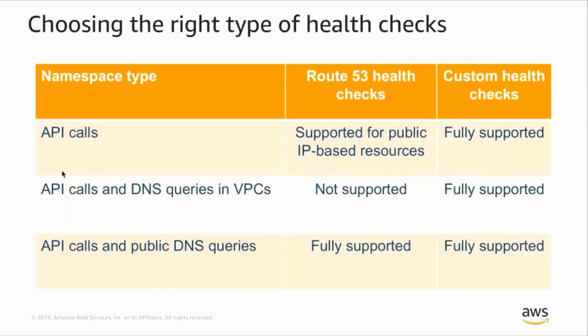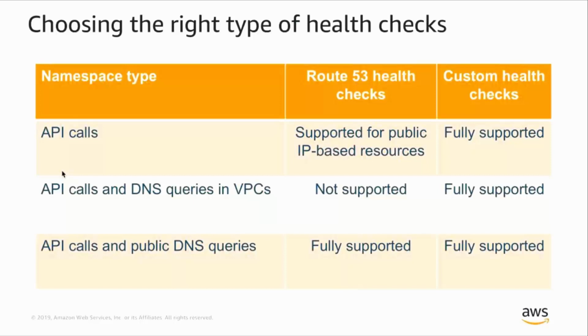So we have standard Route 53 health checks and custom health checks that you pretty much control. They don't do any active health checking. It's totally in your control. When you create an API calls only namespace, you get the support for IP-based resources with Route 53 health checks, and you always can create custom health checks.